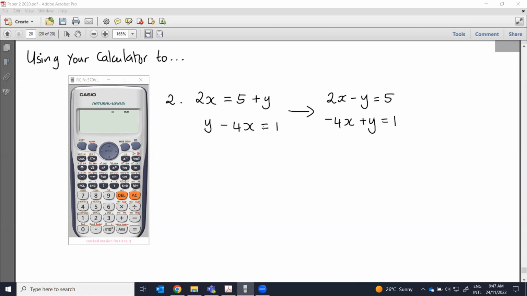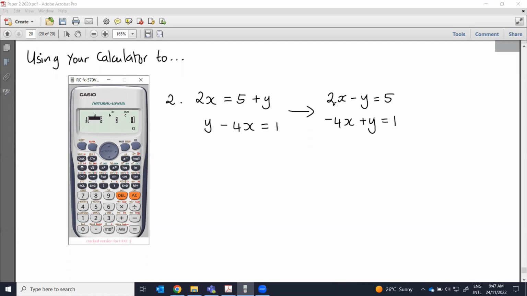So again, we want to do this on our calculator. You need to go to equation mode. So you press mode here on your calculator, and then number 5 for equation. And then again, because our pair of simultaneous equations have only two variables, that's option 1, which has x and y. So I press 1, and now I enter the coefficients.